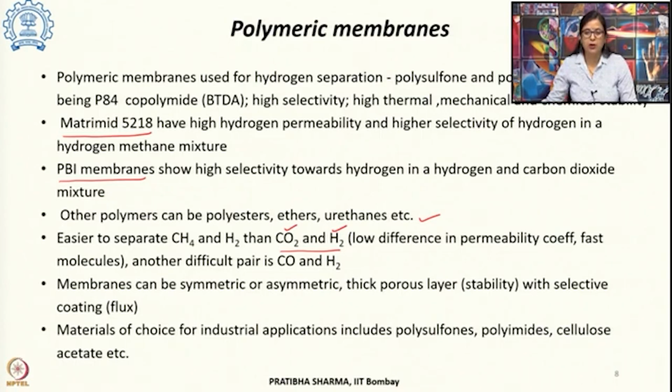Now these polymeric membranes can be either symmetric, made up of a single material, or asymmetric. In asymmetric membranes there are two different materials which are used. Usually it could be a thick substrate, a porous layer which provides strength to the membrane, that is, it provides the mechanical stability to the membrane, and over that there could be a selective coating that provides the required hydrogen flux. Now the materials of choice for industrial applications include polysulfones, polyimides and cellulose acetate membranes.